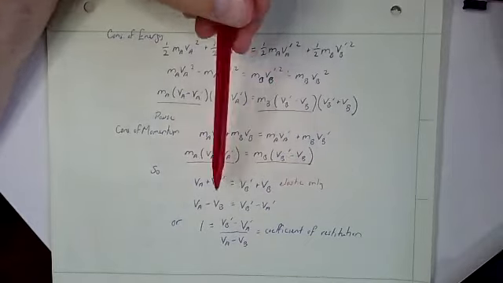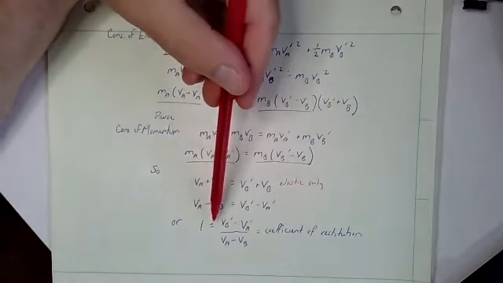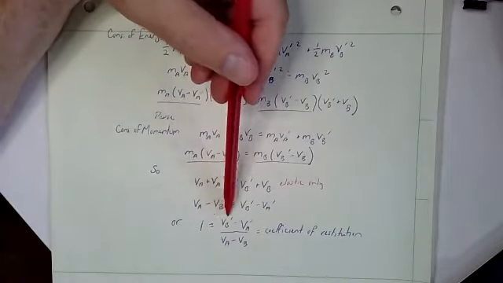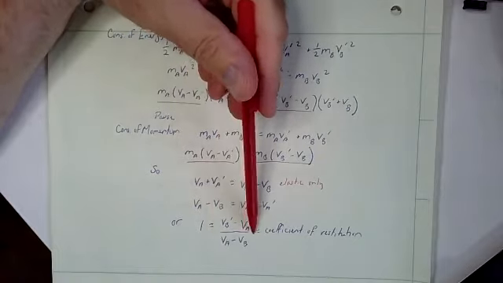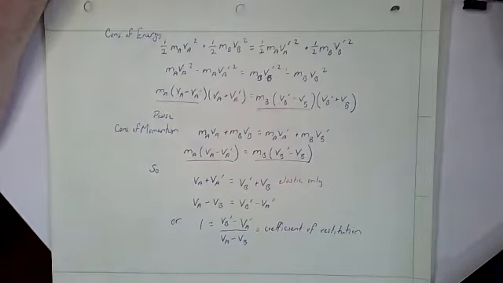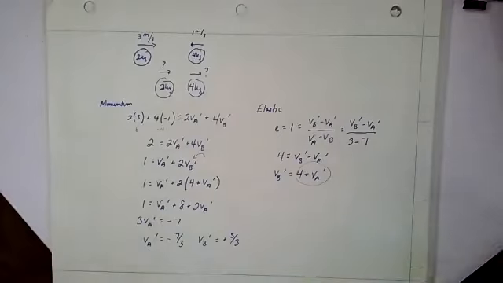So we rearrange a little bit. This time we're going to group afters and befores, and then that's equal to 1. So the difference between the velocities after divided by the difference between the velocities before is what we call the coefficient of restitution. And so for an elastic collision, that gives us one extra piece of information.